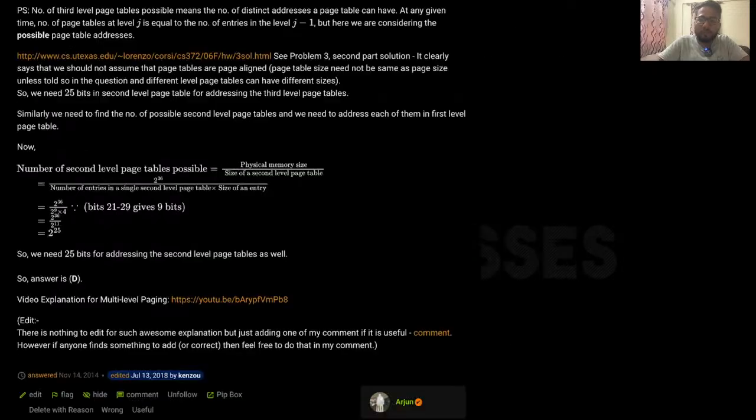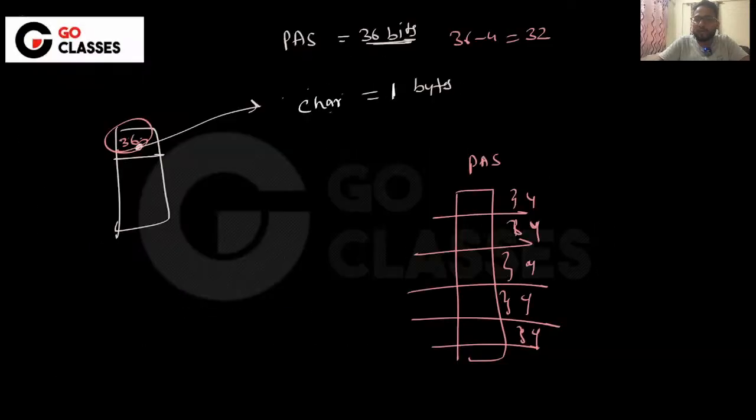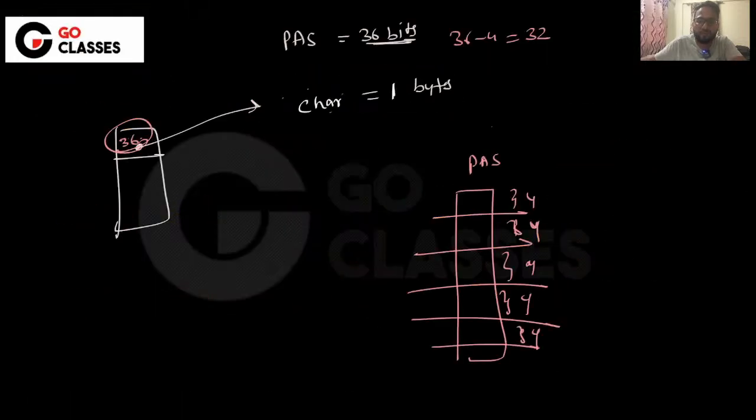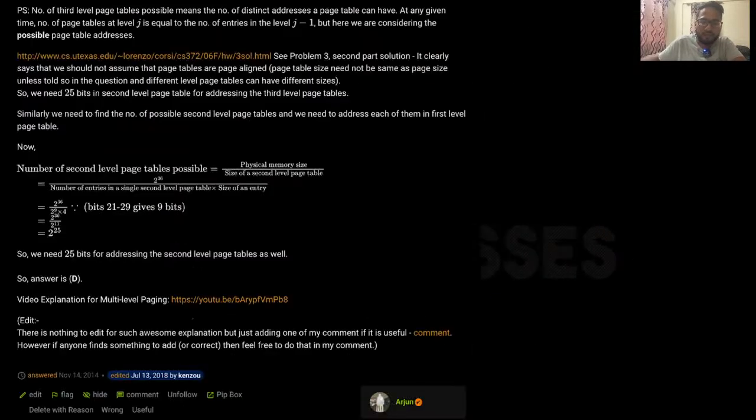So this is one of the most popular questions on GATE Overflow. If you see, there are many views on this question, which shows that this is a very popular question on GATE Overflow. And see here, D is the correct answer, right? Okay.